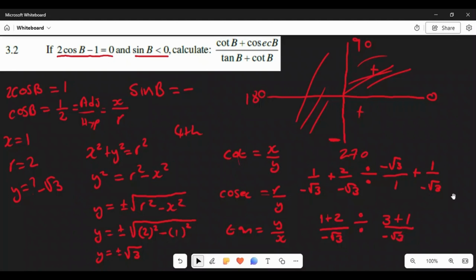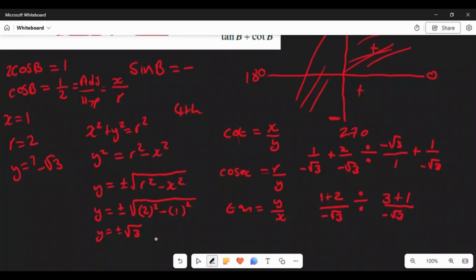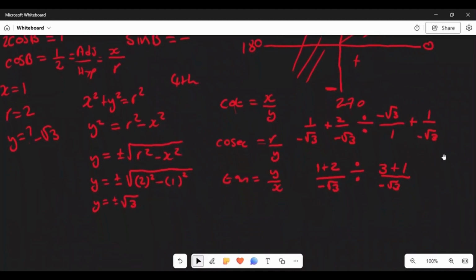Now let me just create a little bit of space here, a little bit of space. Right, so I'm going to continue here. So when you, let me create more. So I'm going to continue here.